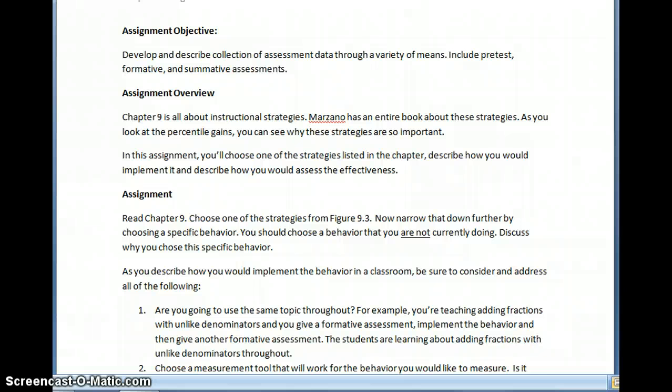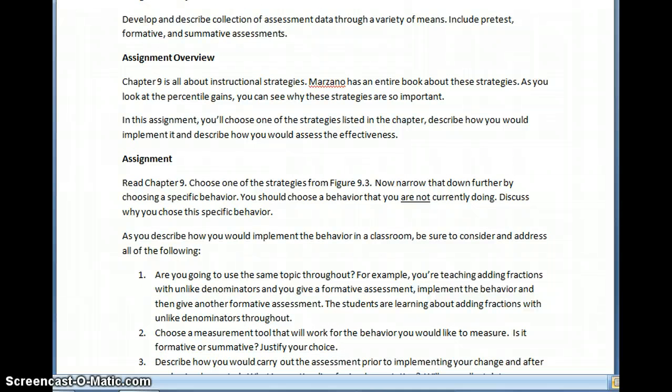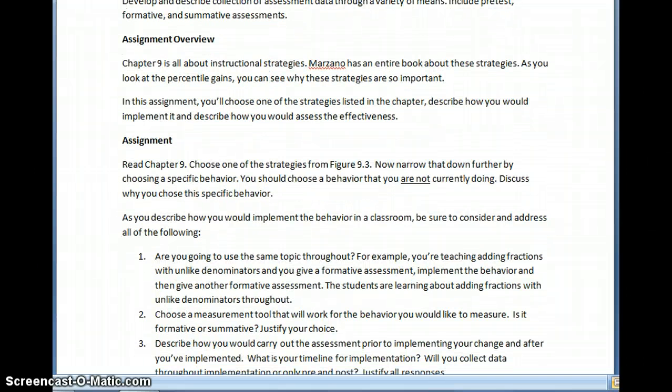For the assignment overview, Chapter 9 is about instructional strategies, and Marzano gives you a figure 9.3 from Chapter 9 that lists a whole bunch of strategies. If you choose Chapter 9, I'd like you to pick one of those strategies and then narrow it down even further into a specific behavior that goes with that strategy. If you're doing Chapter 10, you're just going to pick one of the behaviors that is listed in Chapter 10. So you're picking one of those things that you would do as a teacher if you wanted to see a change, if you're trying to fix something.